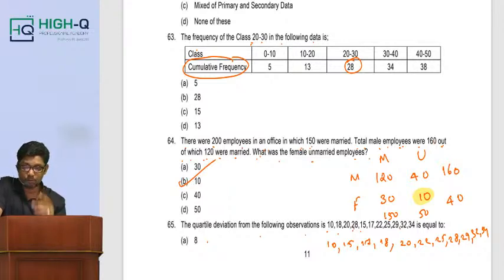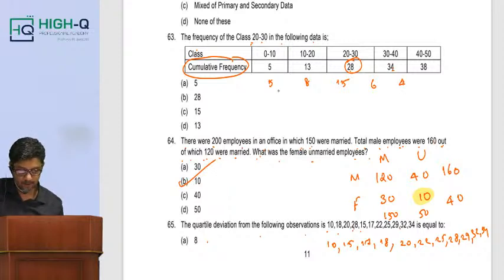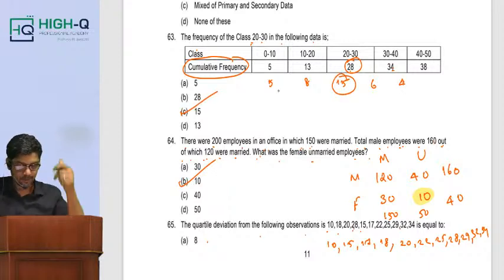Sorry, I did not see cumulative frequency. I just keep on doing it. Okay, in the urgency, let it be, my dear. 5, 8, 15. What is it? 6, 4. 15 is our answer. Thank you so much.